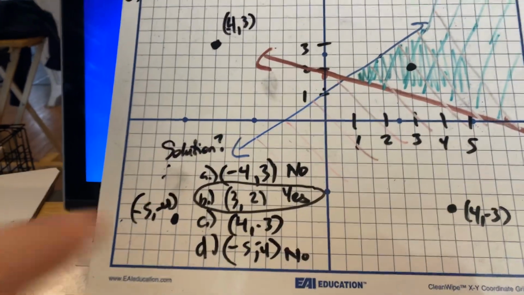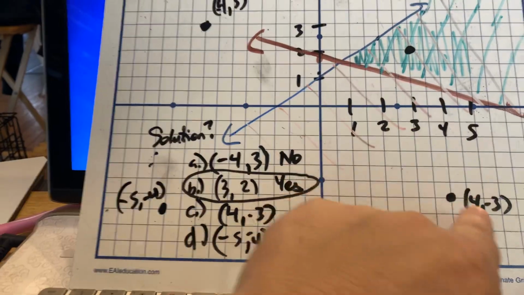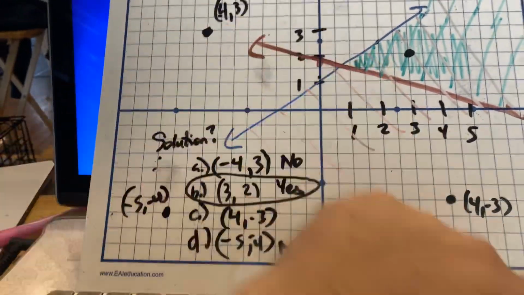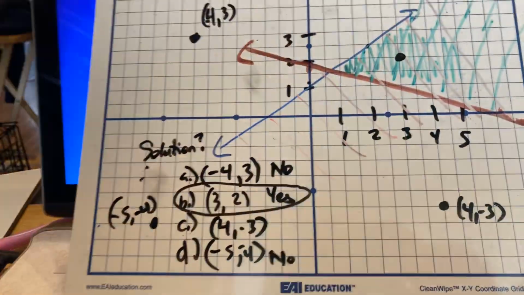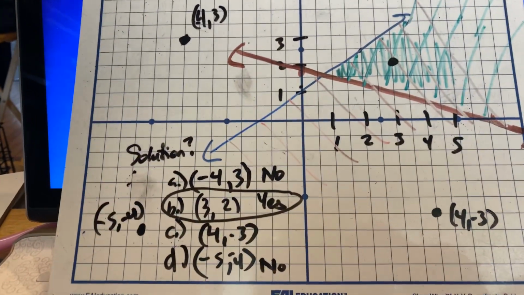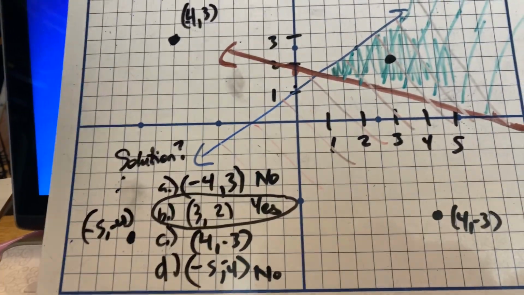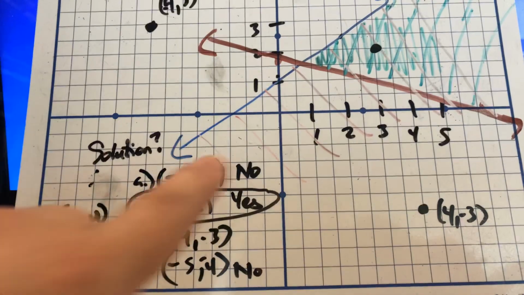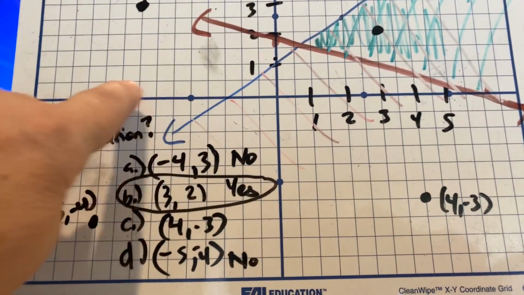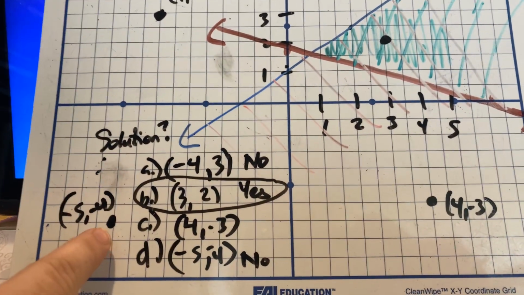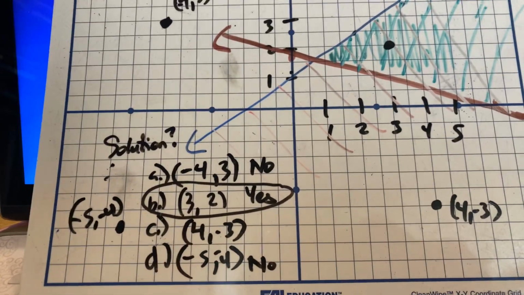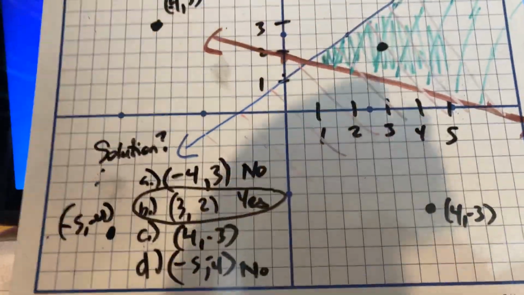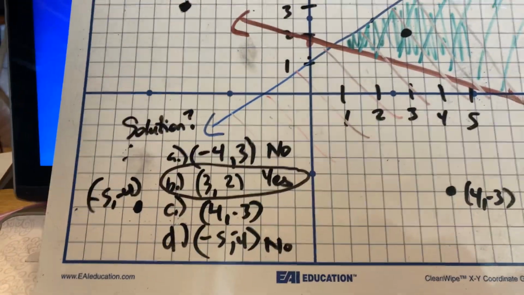If we go to C, I have 4, -3. And again, I've labeled that for you. It would be in the red, but it is not in the doubly shaded region. So it's a solution to one, but not both of my inequalities. Letter D is -5, -4. So again, 1, 2, 3, 4, 5, and then -4, where 2 boxes is 1 unit. And so that, again, would be a solution to one of my inequalities, but not both. So the only one that works is 3, 2.